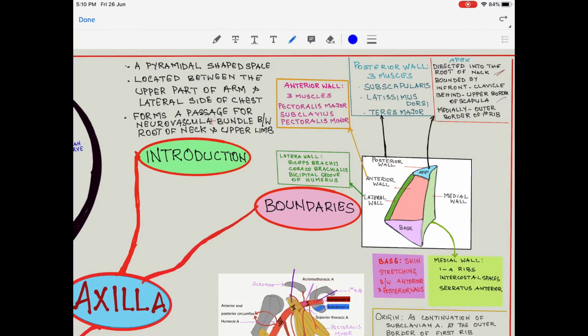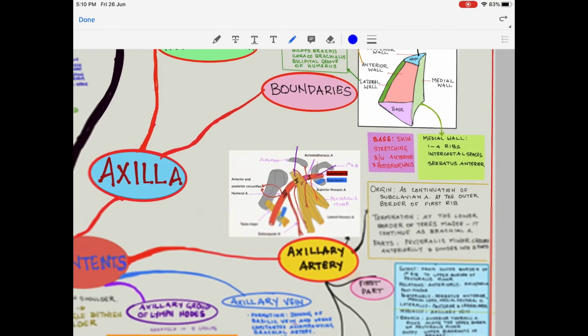Now the apex. Apex is triangular in shape. Anteriorly it is formed by the upper border of clavicle, posteriorly formed by the upper border of scapula, and medially it is bounded by the outer border of the first rib. The base is formed by skin stretching between anterior and posterior walls. So that is about the boundaries of axilla.